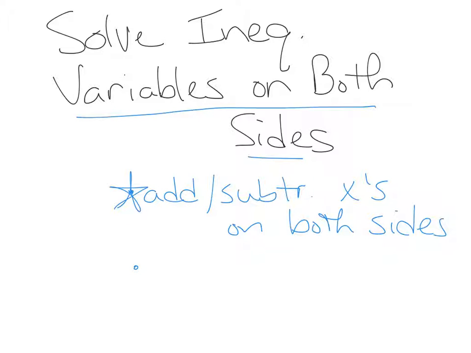You don't have to do it that way, but it is the most efficient way and it can eliminate a lot of mistakes. So just keep that in mind. So let's look at this example. So I have 3x plus 6 is greater than x plus 4.